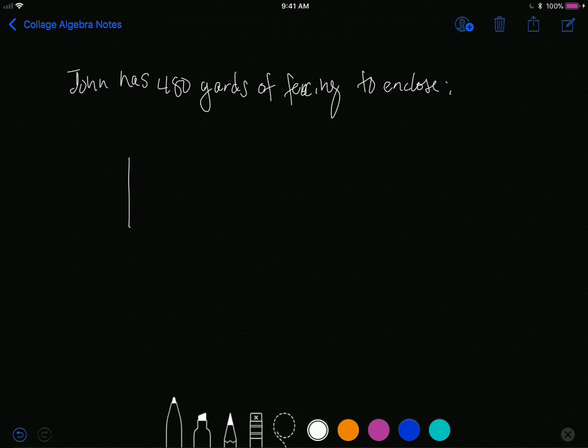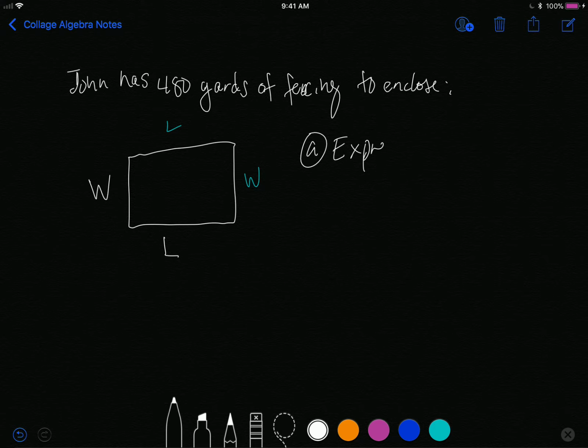So in this case, I have a square or rectangle right here, and they describe this side as the width and this side as the length. This automatically means that this other side is the other width and this other side right here is the other length. And what they want is to express the area as a function of the width.